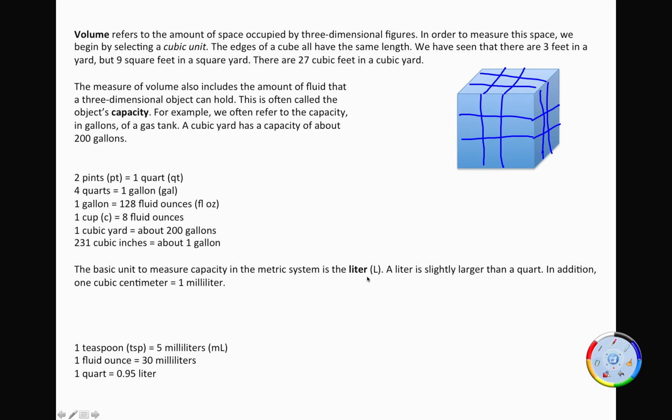So a good basis. Of course, we're pretty good with liters now that our drinks come in 1 liter and 2 liter bottles, but a liter is very close to a quart. In addition, this is really important right here: a cubic centimeter is 1 milliliter. It's very easy now for us to change from our linear measure to our volume measure, in terms of capacity.